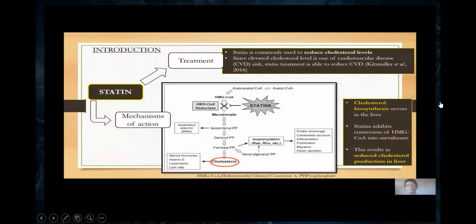So what is statin? Statin is commonly used as medication to reduce cholesterol levels. The mechanism of action of statin takes place inside the liver during the cholesterol biosynthesis process, in which statin inhibits conversion of HMG-CoA into mevalonate, therefore causing reduced production of cholesterol in the liver.